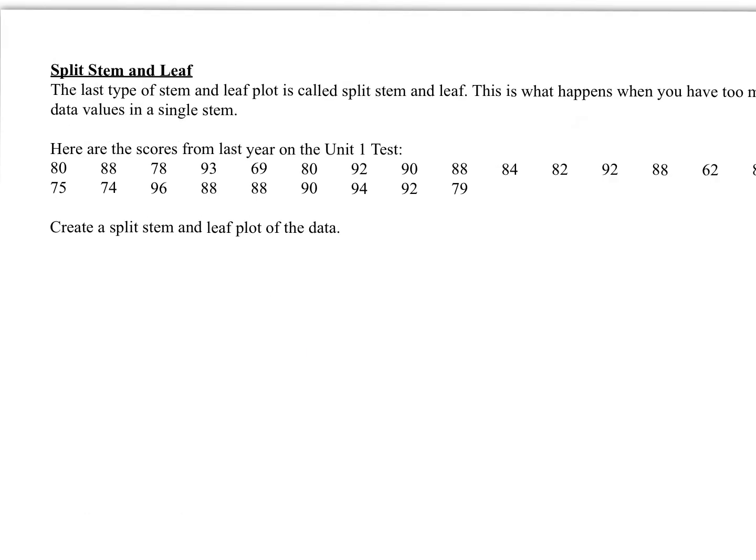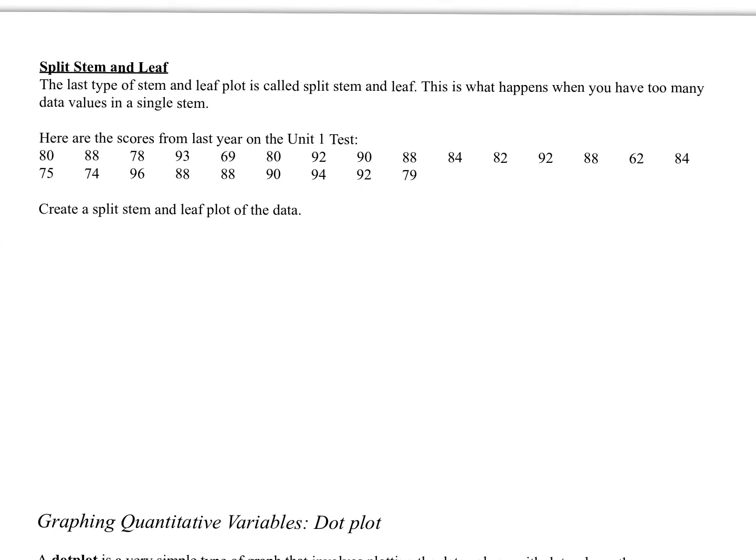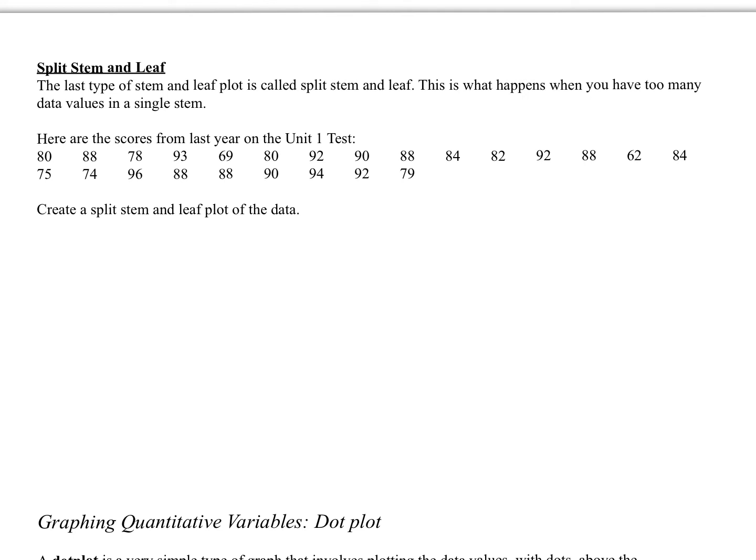There is also something called a split stem and leaf plot. If you have too many data values in a single stem, it can skew what the distribution actually looks like. So what we do then is we split the stems. Usually they're split as 0 to 4, 5 to 9. But if you have a lot of data in a very close range, you may split it further. You may go 0 to 1, 2 to 3, 4 to 5, or even 0, 1, 2, 3, 4, 5. So the way you split it really depends on how many values you have and how close they are all together.